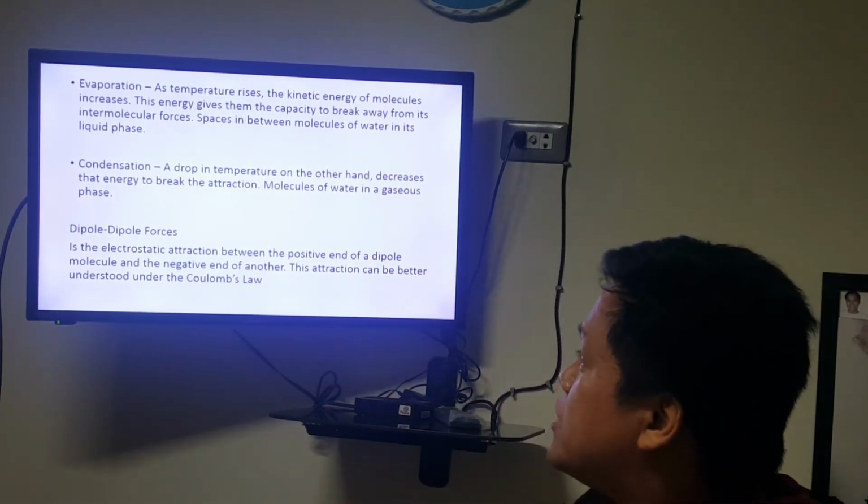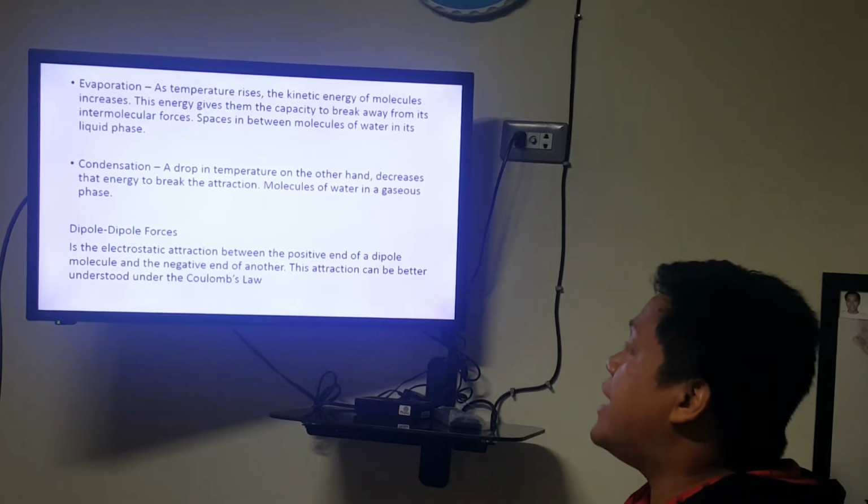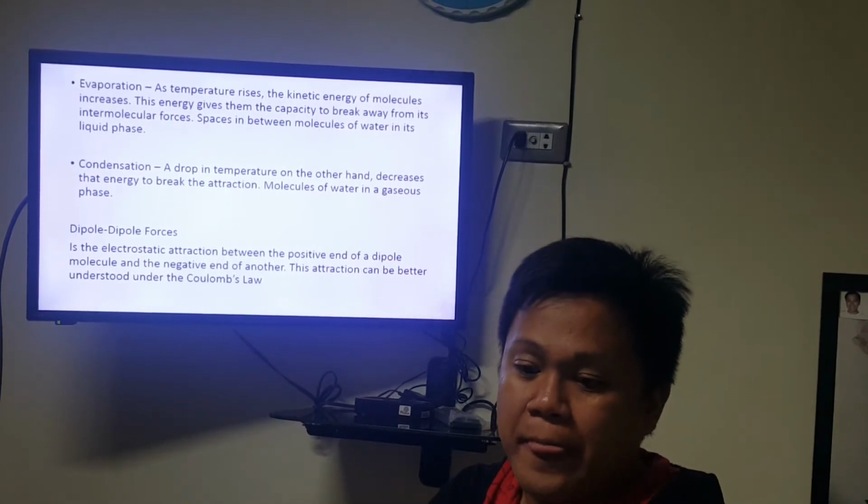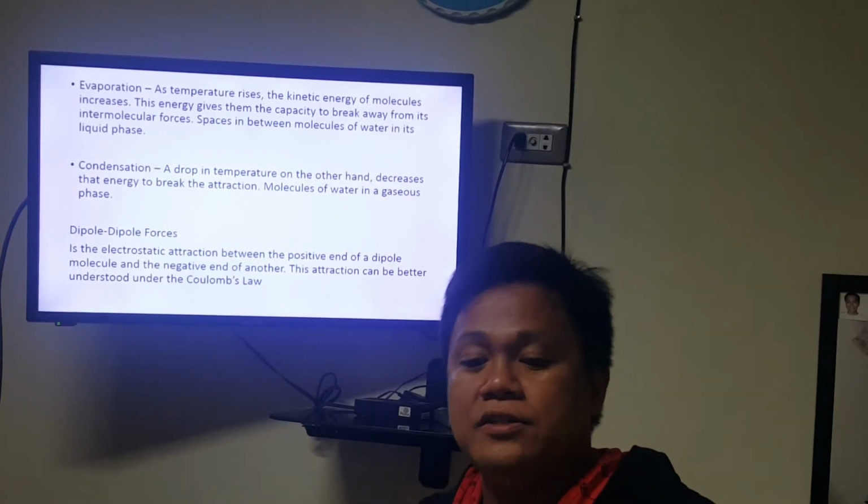Next is condensation. A drop in temperature, on the other hand, decreases the energy to break the attraction between molecules of water in a gaseous phase.